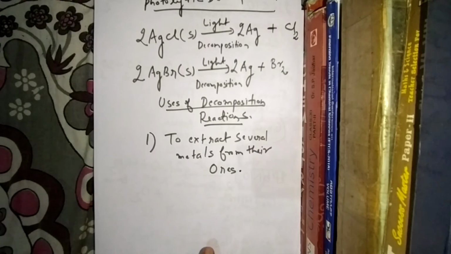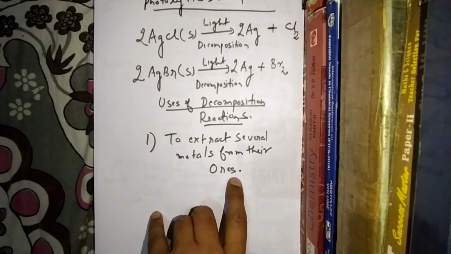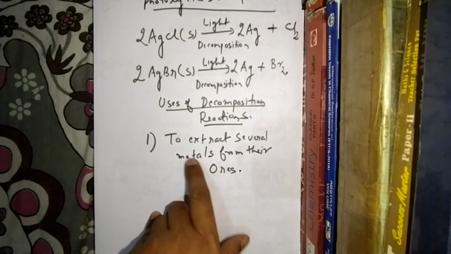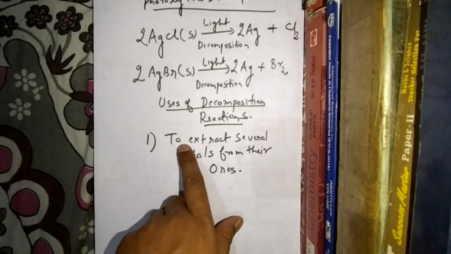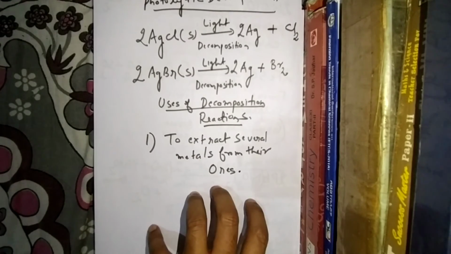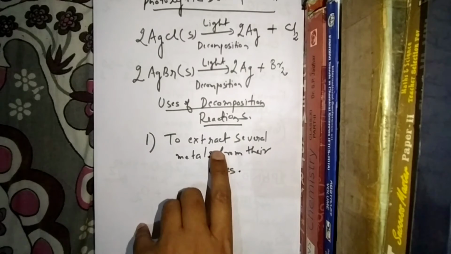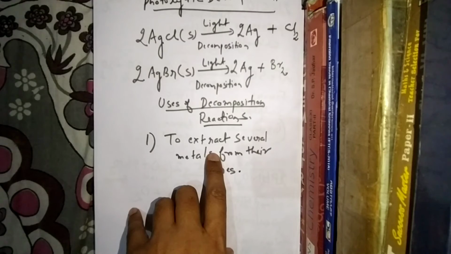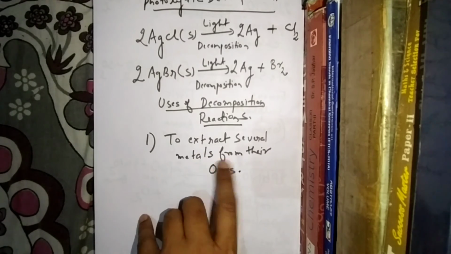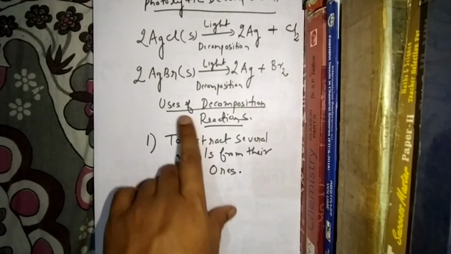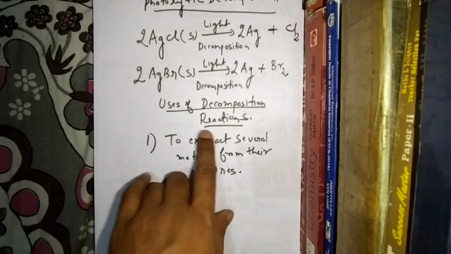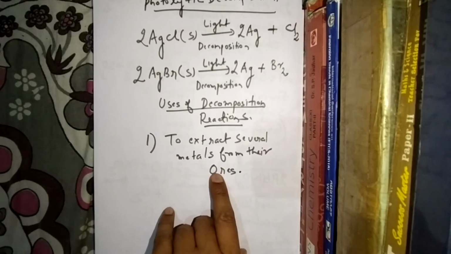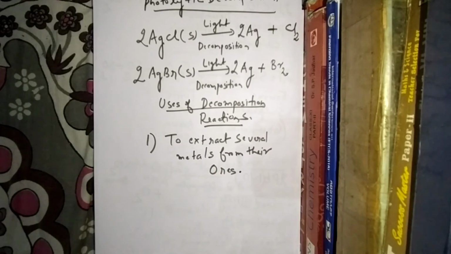तो वहाँ पे हम एक प्रोसेस इस्तेमाल करते हैं जिसको हम बोलते हैं इलेक्ट्रोलाइसिस. तो ओर्स क्या होते हैं? ओर्स वो नेचुरल मटेरियल्स होते हैं जिनसे हमें मेटल्स मिलते हैं. तो ये एक्सट्रैक्शन ऑफ मेटल्स में डिकम्पोजिशन रिएक्शंस का बहुत बड़ा यूज़ है. सो आने वाले चैप्टर में हम पढ़ेंगे दैट इज़ मेटल्स एंड नॉन मेटल्स में हाउ वी एक्सट्रैक्ट different metals from their ores. So the first use of decomposition reaction is decomposition reactions are used to extract several metals from their ores.